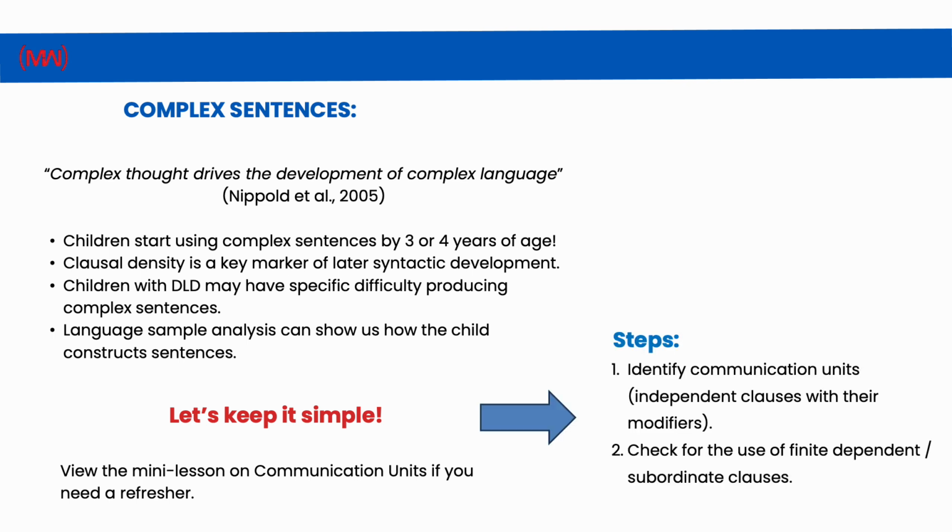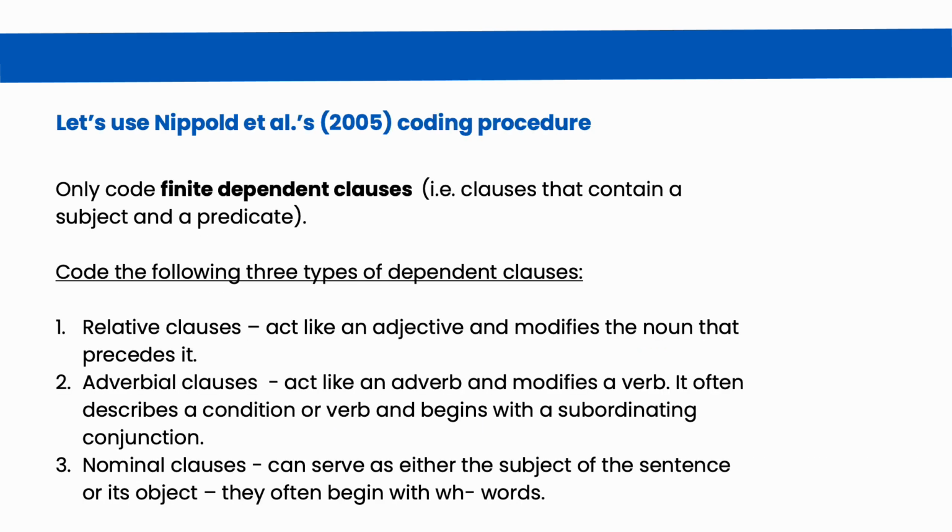However, I want to keep it simple. We're going to cover 2 steps. The first one is you will have to identify communication units. If you need a refresher, then view the mini lesson on communication units. And number 2, we're going to check for the use of finite dependent clauses only. Finite dependent clauses can be referred to as subordinate clauses as well. So we're going to use Nippold's coding procedure and only code those finite dependent clauses.